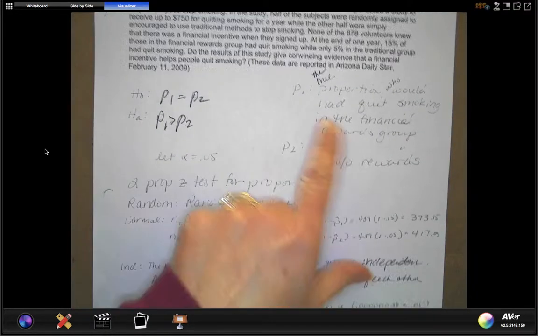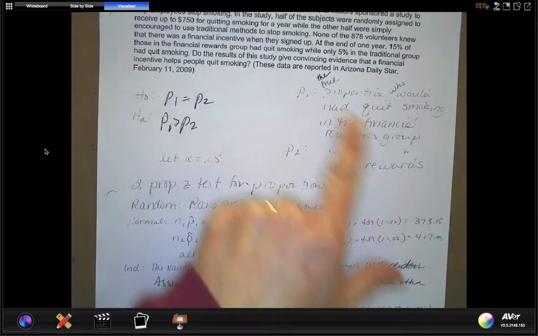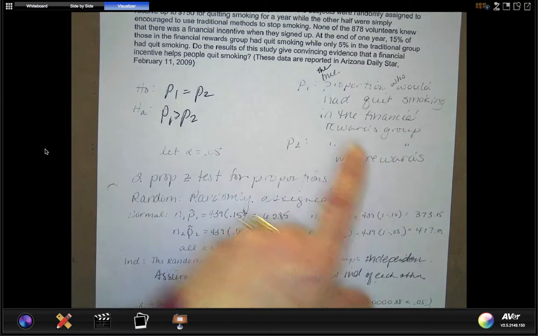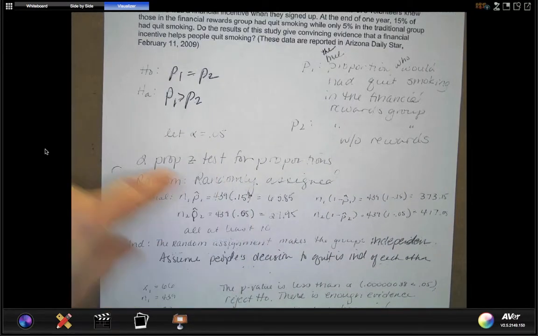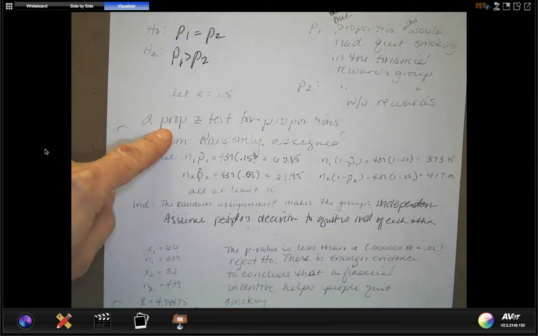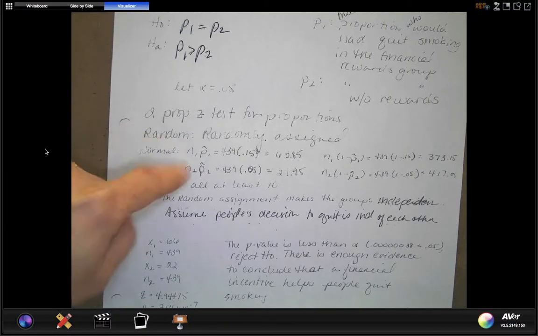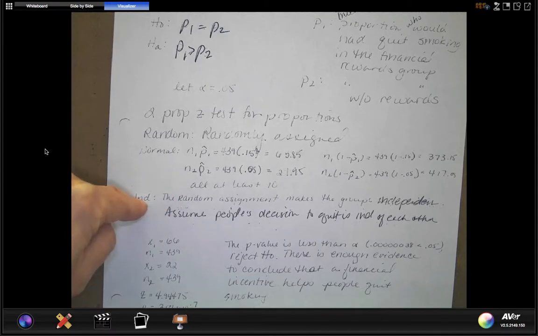Here's the answer. So again, it's the true proportion who would quit smoking in the financial reward groups, then without rewards, again, you can switch those. I picked a significance level. There's my method. There's my random. Here's my normal check. Okay.